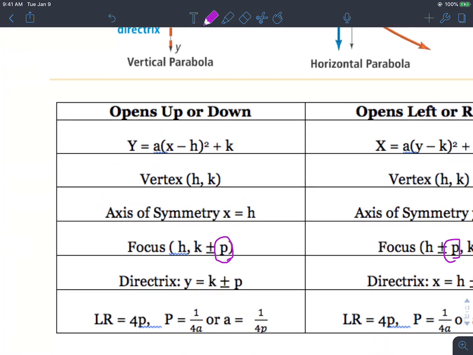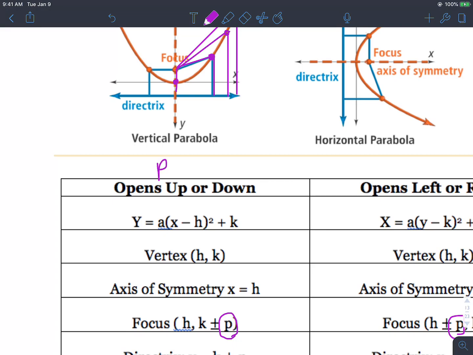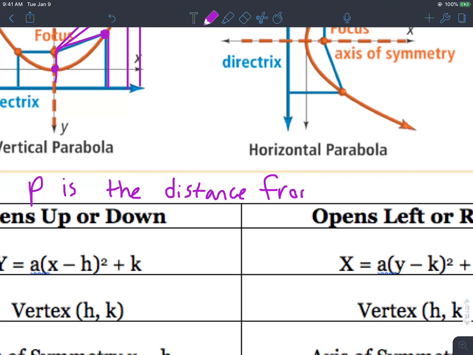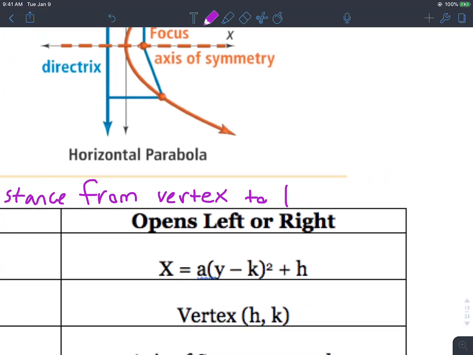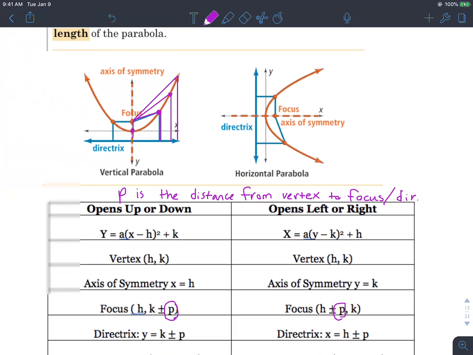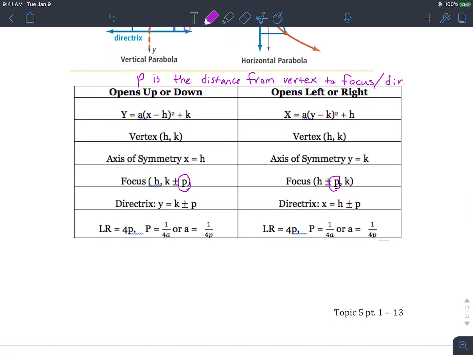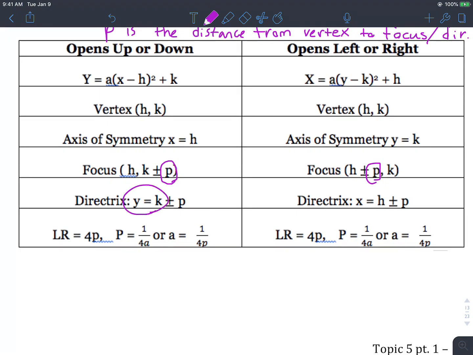So p is, let's write that up here at the top. P is the distance from the vertex to the focus, or the distance from the vertex to the directrix. It should be the same. Okay, so to figure out where your focus is, we'll use that p distance here in just a second. Okay, the directrix is going to always be the other direction right there, and it'll always be in the form like y equals some number or x equals some number.